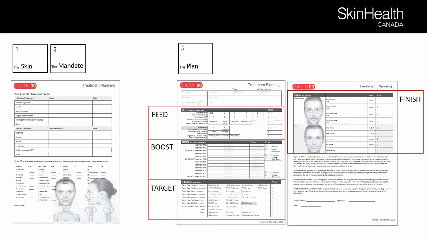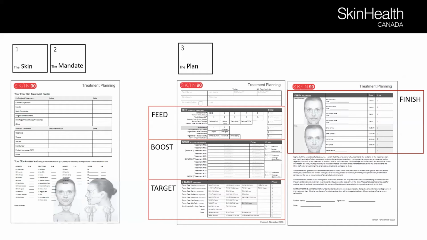What Skin90 really says is that the starting point of any kind of skin change is what you're doing at home. We then build on top of that what we want to do with you in clinic, then what we want to do to target specific skin issues, and lastly what we want to do to finish the skin. So we would never start with finish, or target, or boost. We always start with feed, then we move to boost, then target, then finish.